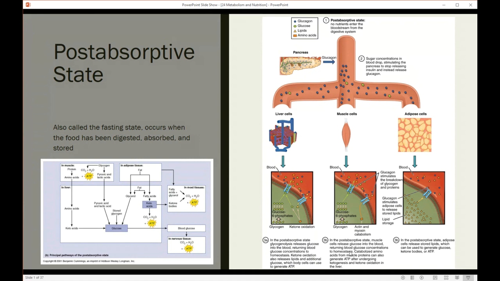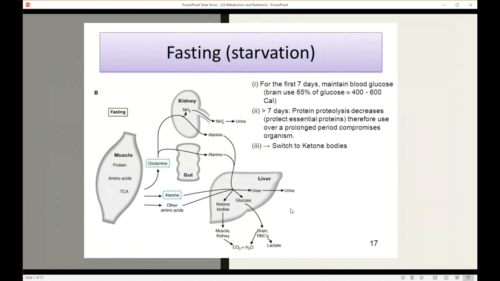The muscle cells can release the glucose into the blood. And we can do ketogenesis there. And then in the post-absorptive state, those adipose cells are going to release those stored lipids, which can then be used to generate glucose, ketone bodies, or even ATP. This is our starvation mode.